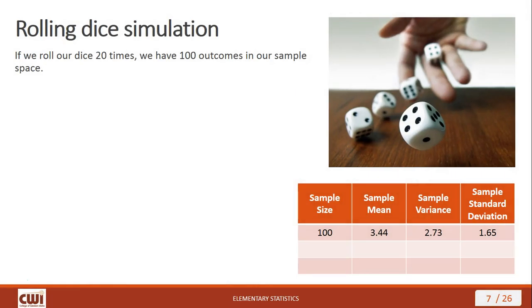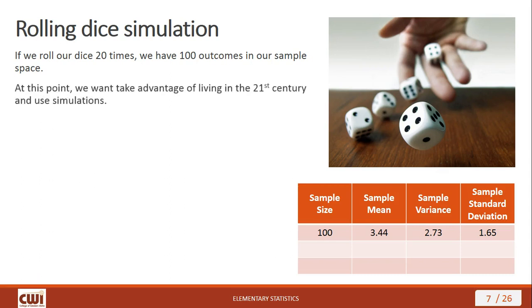Let's roll the dice 20 times so that we have 100 outcomes in our sample. When we do that, we get the values that you see here in the table below. The sample mean is 3.44, sample variance 2.73, and sample standard deviation of 1.65.